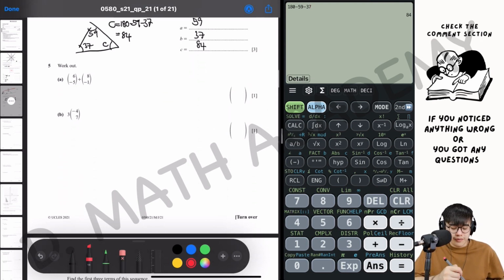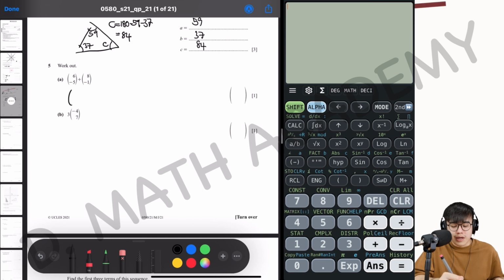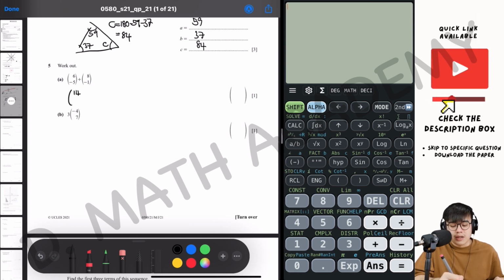Moving on to question 5, this is some basic vectors. Just take 6 plus 8, you will get 14. Negative 5 minus 1, you will get negative 6. So the answer for A will be 14, negative 6. For the other one, remember the 3 will be multiplied into both of the values inside. So that will be negative 12 and 21 respectively.